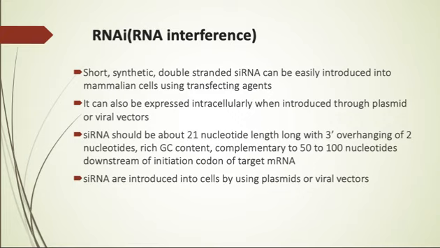So siRNA should be around 21 nucleotide base pairs in length, with a 3' overhang of 2 nucleotides. The GC content should be high, and it should be complementary to a region 50 to 100 nucleotides downstream of the initiation codon of the target mRNA. And these siRNAs are introduced into the cells by using plasmids or viral vectors.